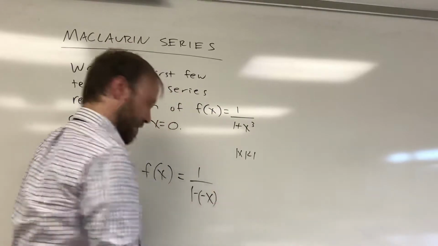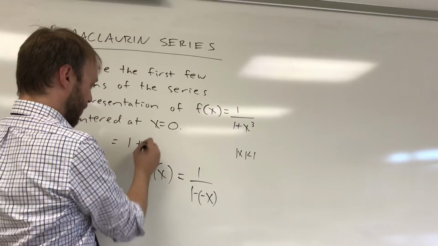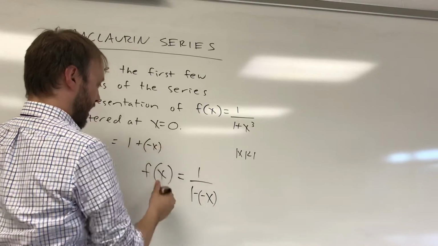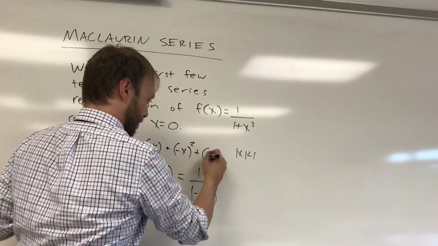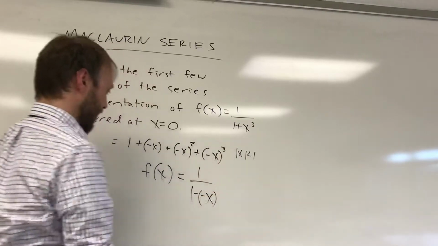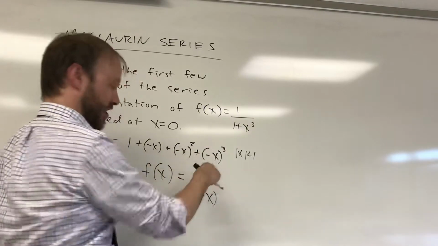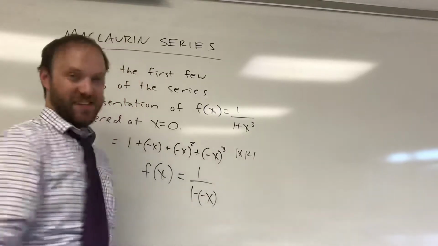And so I've changed my input to negative x. So then this series is going to be 1 plus the input, input's negative x, plus the input squared, plus the input cubed, and so on. And so it'd be 1 minus x plus x squared minus x cubed. It would be an alternating series, okay? Just flipping that sign there does that, okay?